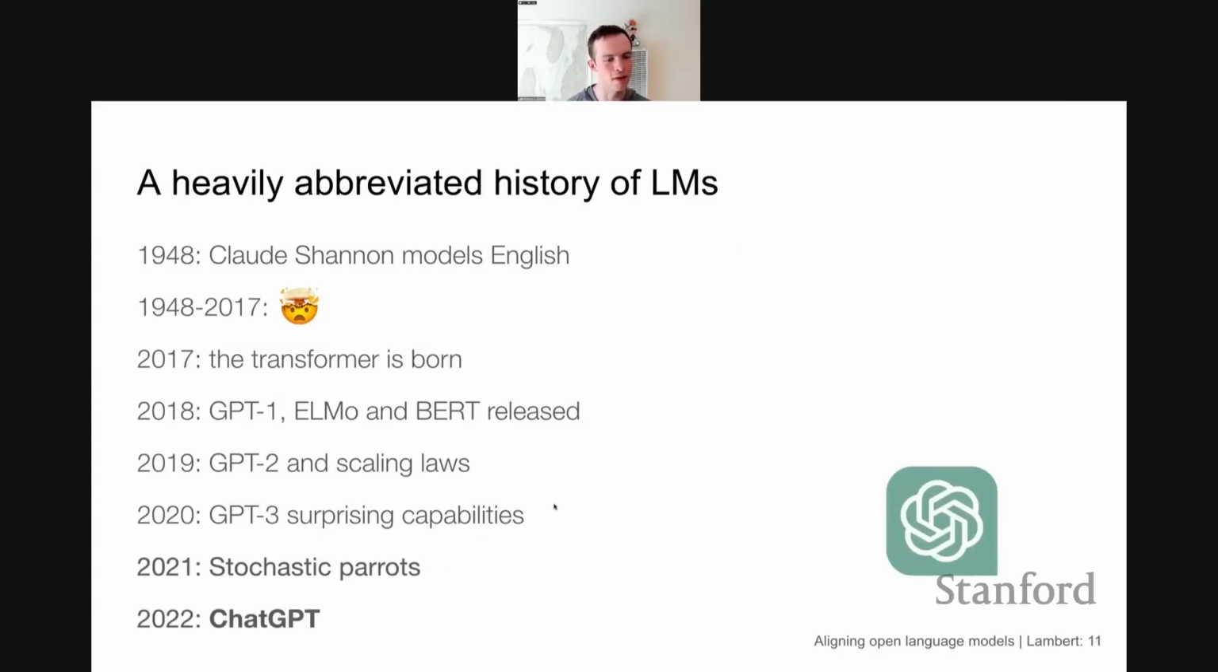ChatGPT came the year later and totally reshaped the whole narrative around language models one more time. And this is really where we start today's talk: how does this idea of alignment emerge in ChatGPT, and then what happens after this?